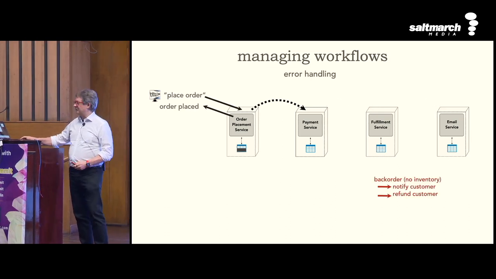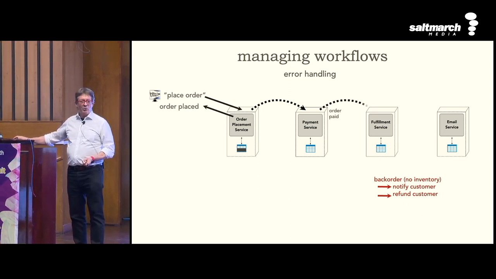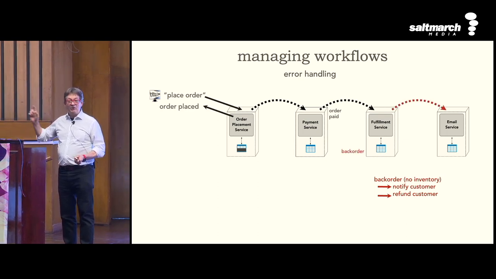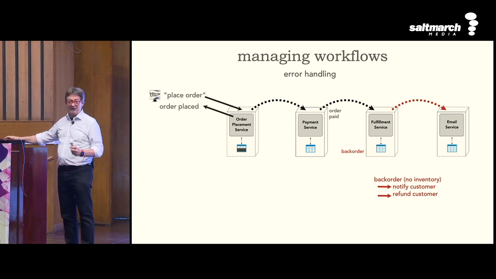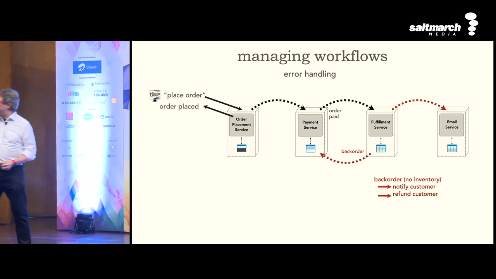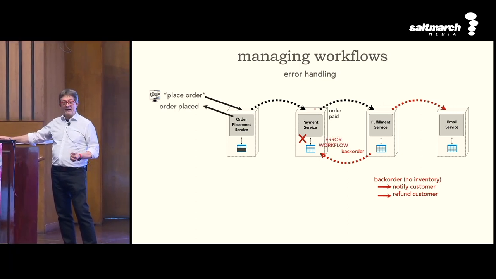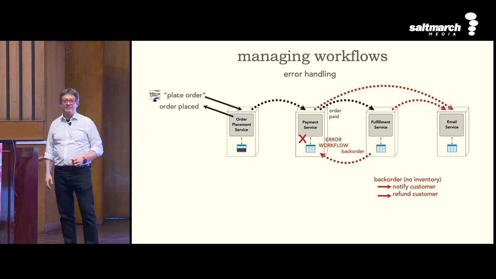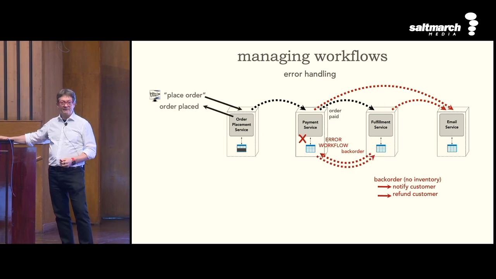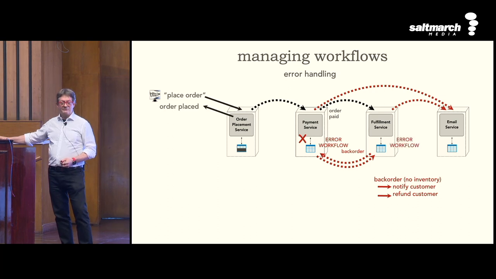So let's look at the error conditions here. What about my backorder problem that I talked about before? When order paid happens, fulfillment says, nope, sorry, backorder. Now, the fulfillment service has to send a different message to email saying, hey, sorry, we're backordered, and it has to send a message back to payment to say, would you please refund this for my customer? And now my error workflow also needs to send an email to say, yes, we've refunded your order. And then update my fulfillment service for my error workflow.